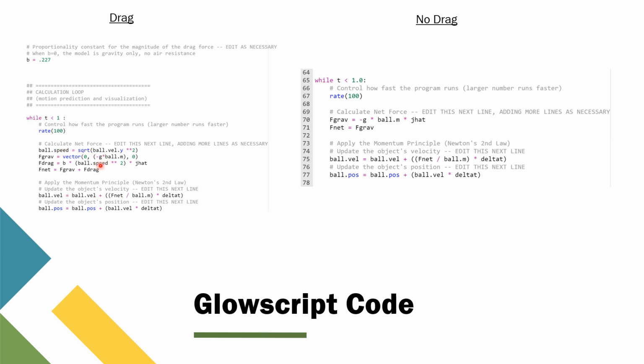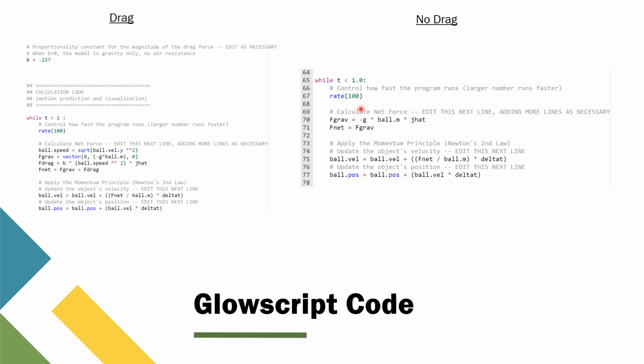And then here the force of gravity is just the y component, negative g times the ball mass, and then everything else is zeros because we're just working in the y direction. And we have the drag force equal to b times the ball speed squared times j hat, and the ball speed is just the square root of the ball velocity y component squared. And then net force is force of gravity plus the force of drag. And here the momentum principle, it's just the velocity update formula: the ball velocity equals the ball velocity initial plus net force divided by ball mass times change of time.